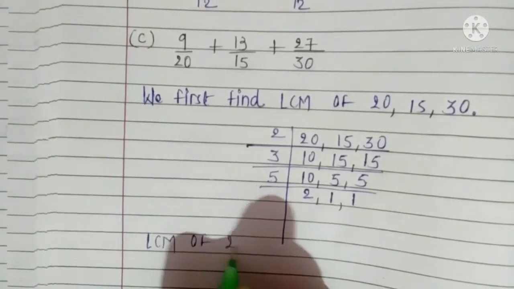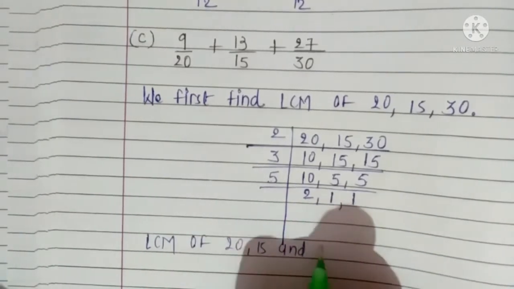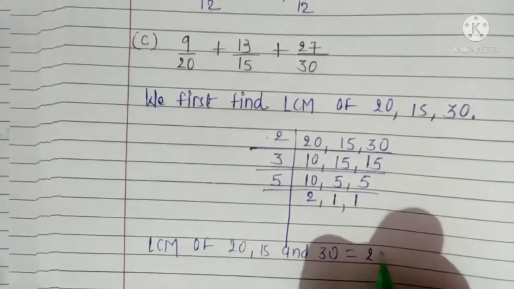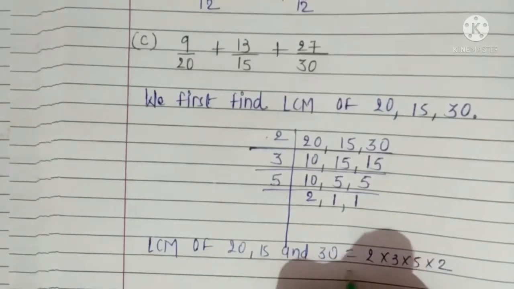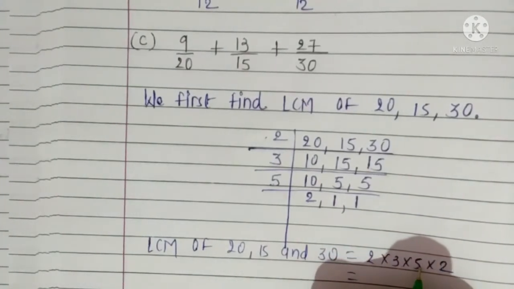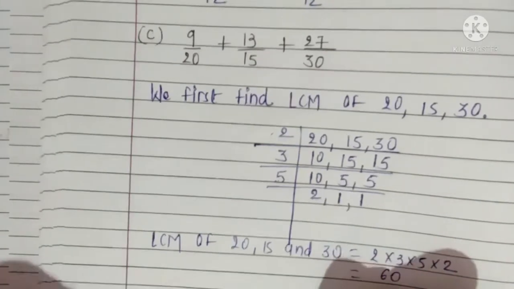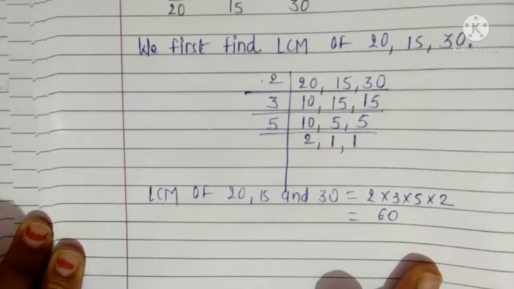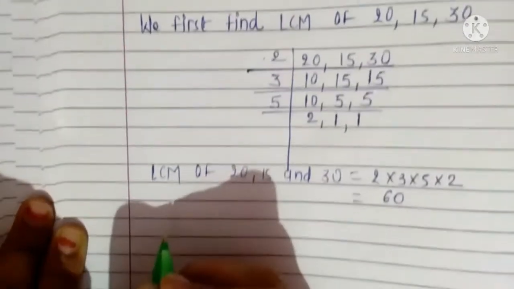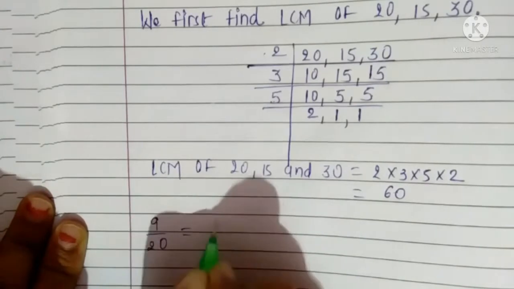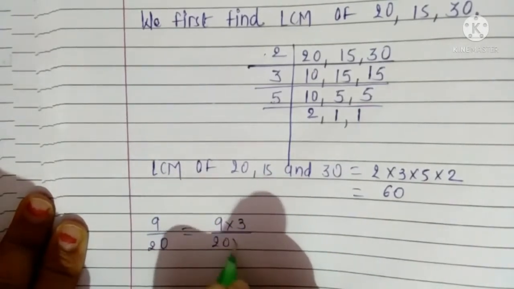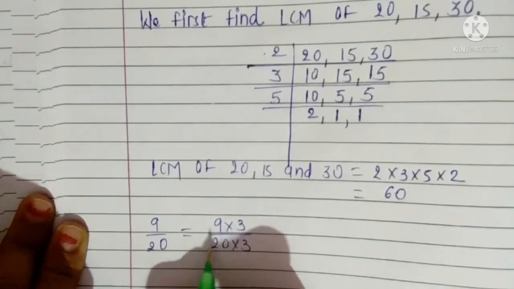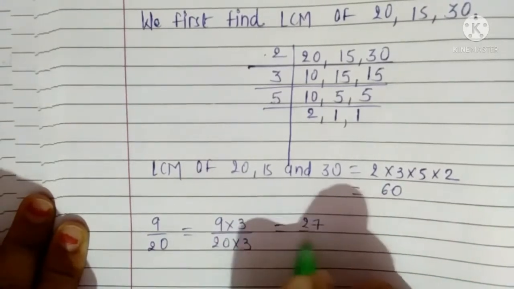LCM of 20, 15 and 30 is equal to product of divisor and undivided number. Two threes are 6, 6 fives are 30, 30 twos are 60. Now we find equivalent fraction of given fractions with denominator 60. So 9 upon 20 is equal to 9 multiplied by 3 upon 20 multiplied by 3 because 20 ko agar hum 3 se multiply karenge to denominator mein hume 60 milega. So this is equal to 27 upon 60.